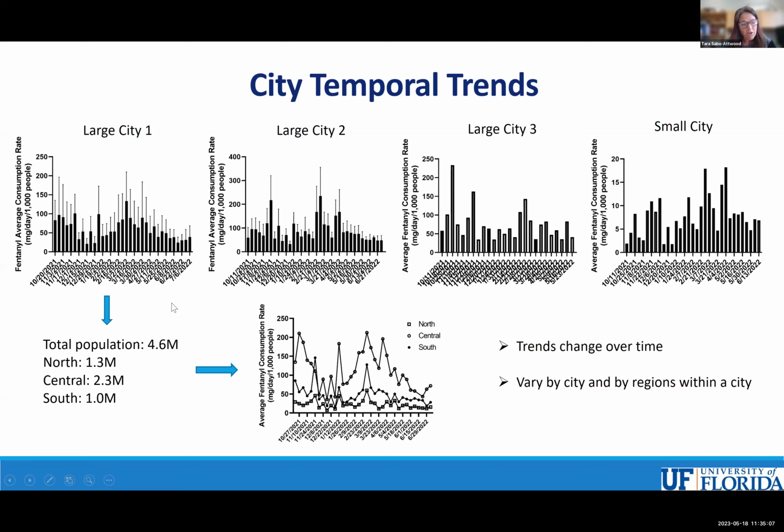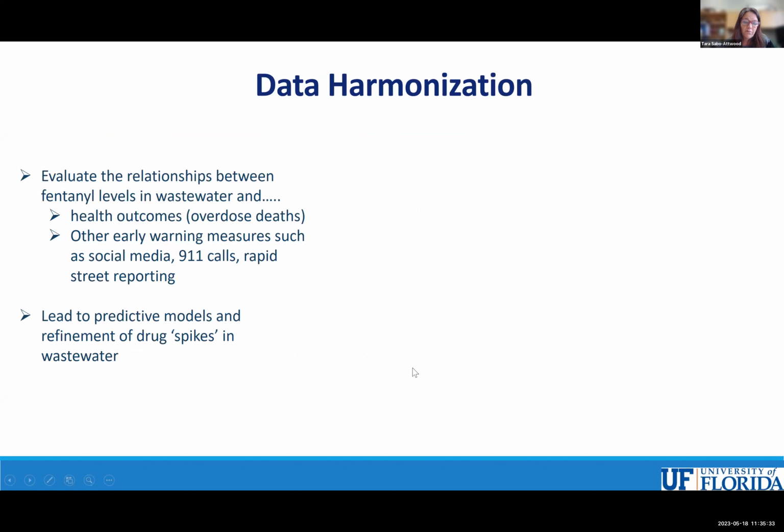And so for large city 1, for example, we have a total population of 4.6 million, but when you break them out into the regions, north, central, and south, you're looking at 1 to 2 million people in those regions respectively. And then this graph really shows that for some points in time, like in this March, or it's kind of in the middle of the graph, that we're seeing peaks across the board in all 3 regions of fentanyl.